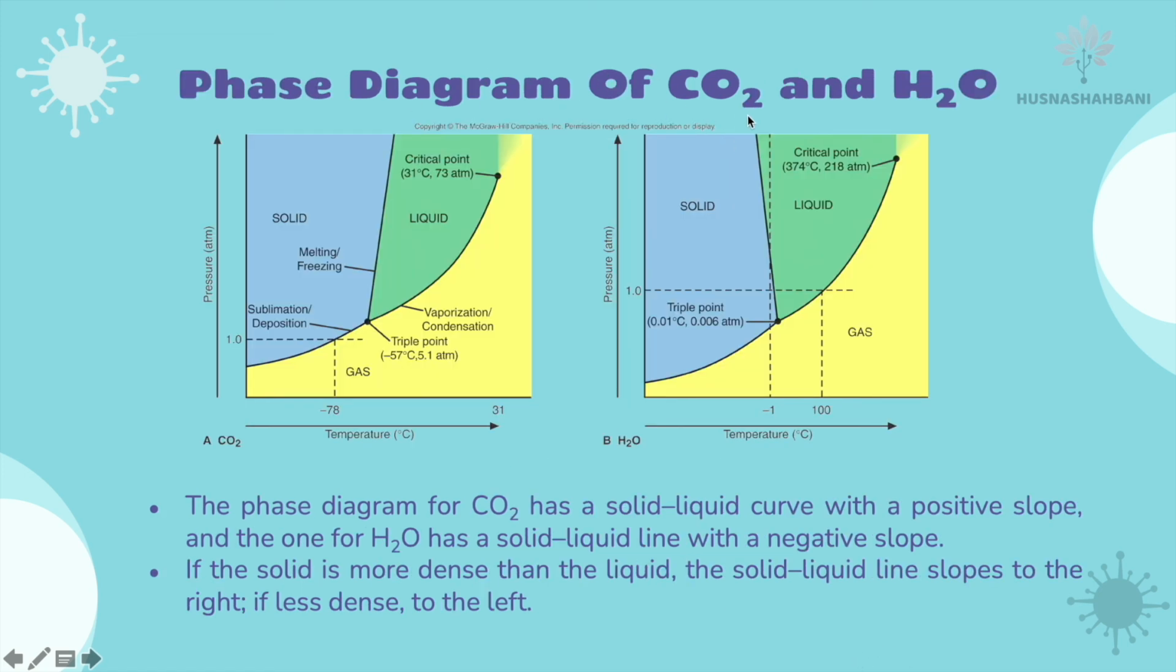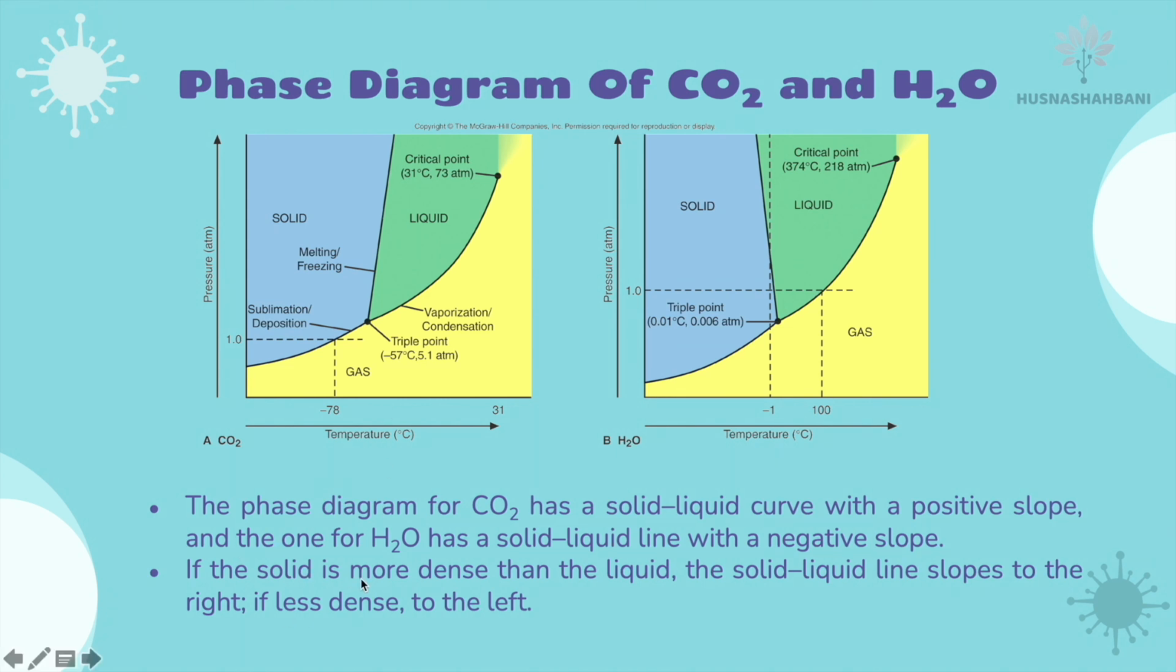Phase diagram of carbon dioxide and water. So this phase diagram is for carbon dioxide on the left. On the right is the phase diagram of water. The phase diagram for carbon dioxide has a solid-liquid curve. Here, positive slope. Carbon dioxide has positive slope because it's tilted to the right. And for water, the solid-liquid line has negative slope, slightly tilted to the left. So negative slope for water, positive slope for carbon dioxide.